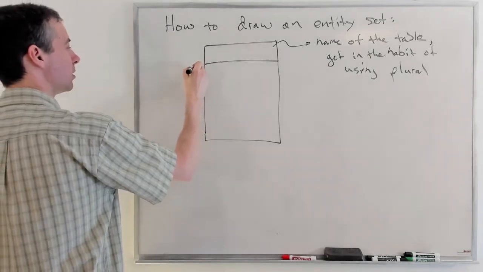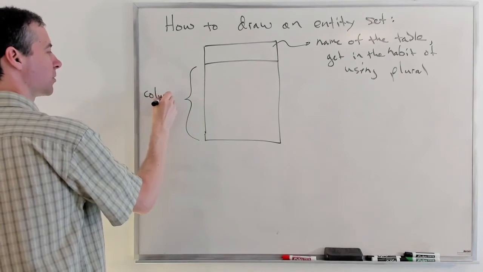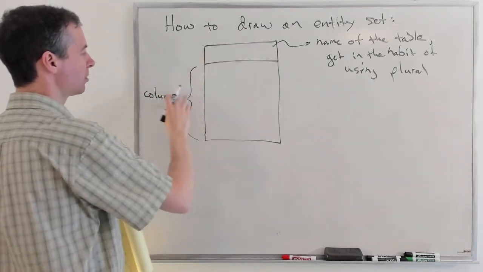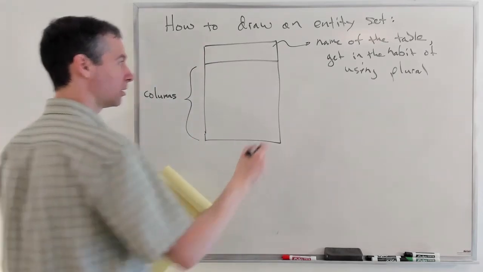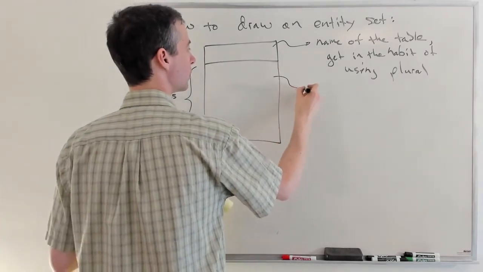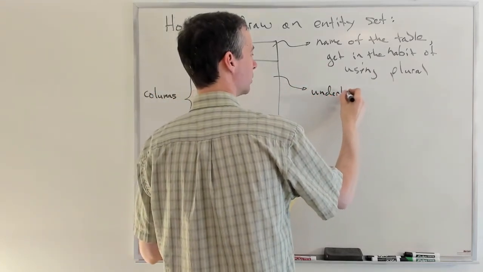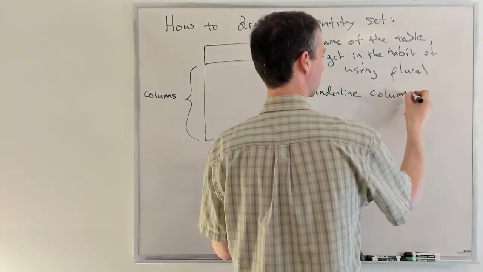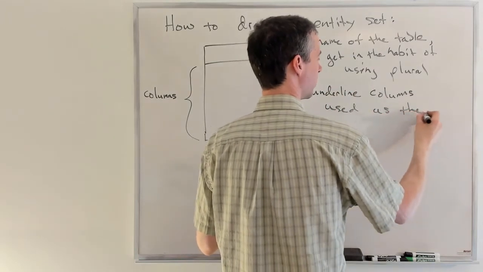Then down here is where we list our columns or our attributes. So this is the name of the entity set or the table. These will be where we put our columns. And so one of the things that we're also going to note is that we will underline columns used as the primary key.